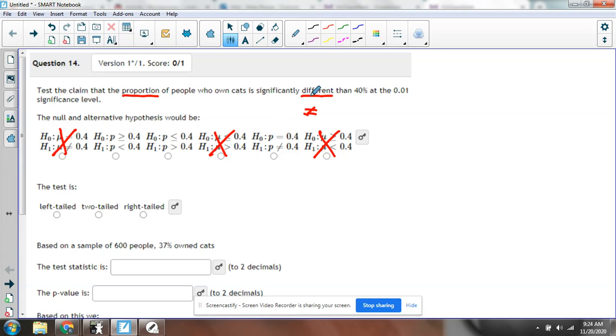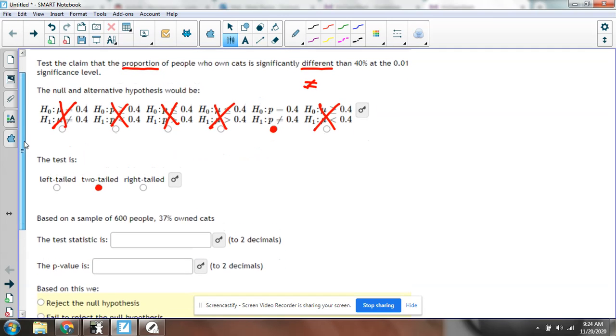Okay? Now it's trying to show that the proportion of people who own cats is just significantly different. Again, we said not less than, not greater than. So it's not going to try and prove it's less than that. It's not going to try and prove it's greater than that. It's going to try and prove that it's not equal to 0.4 or 40%. So there are the hypotheses we're going to go with, the null and the alternative. If I'm just trying to show inequality, not less than or greater than, that's going to be a two-tailed test.